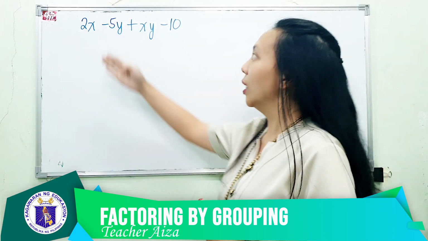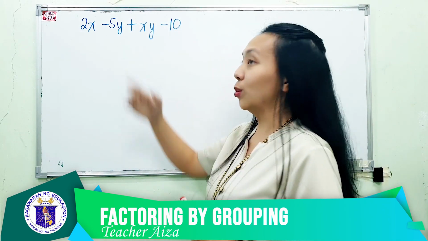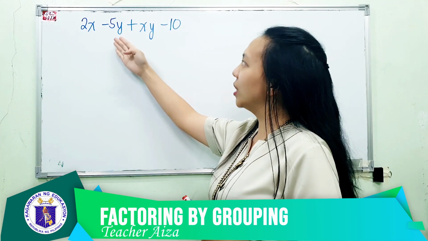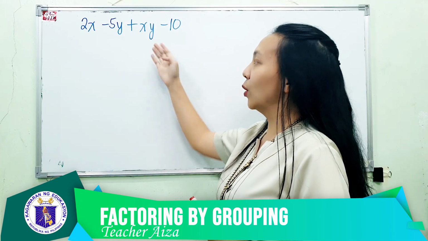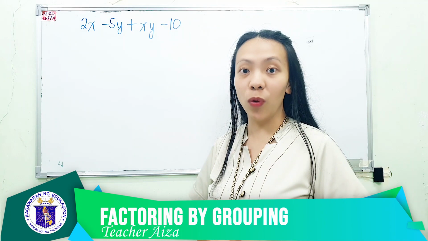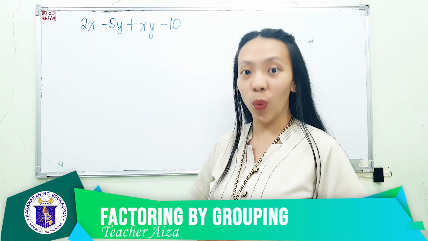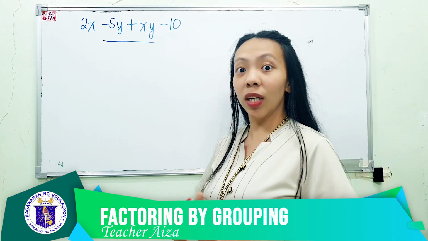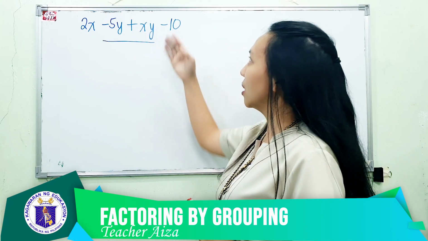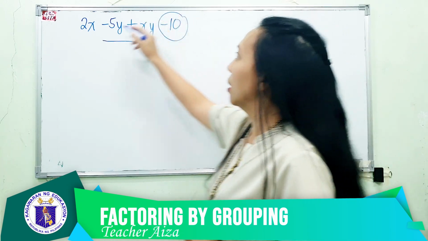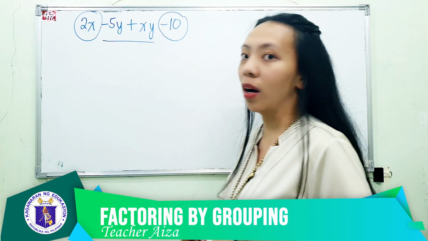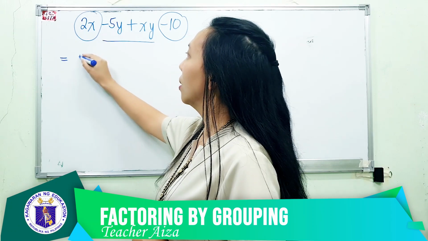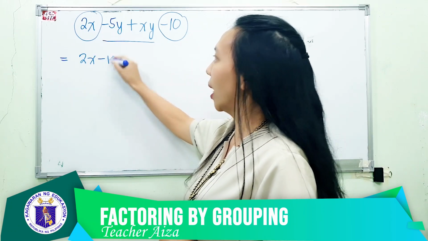Let's find out. 2x minus 5y. Do they have a common monomial factor aside from 1? None. What about negative 5y and xy? Do they have a common monomial factor aside from 1? Yes, it is y. Therefore, these two terms can be grouped together. The remaining terms, 2x and negative 10, can be grouped together since they have a common monomial factor aside from 1, which is 2. Therefore, we have the grouping 2x minus 10.